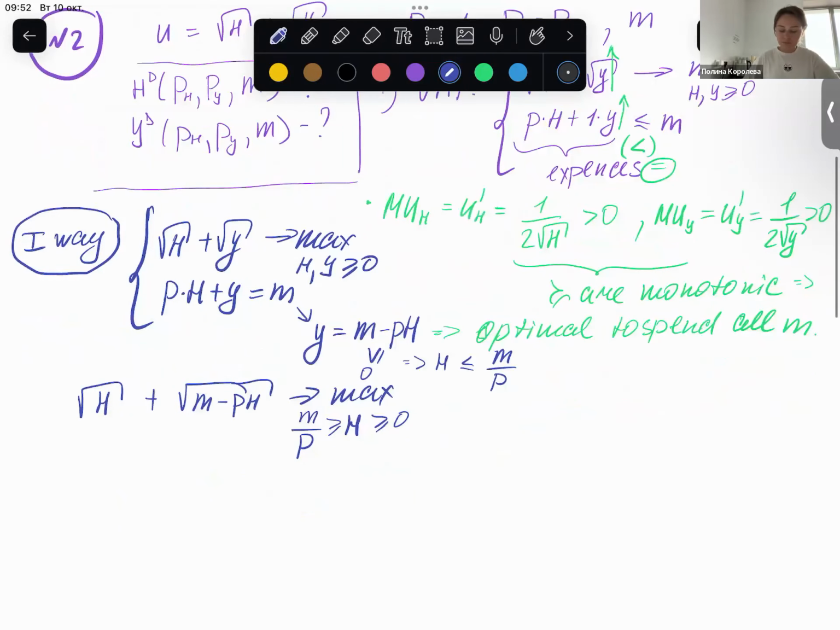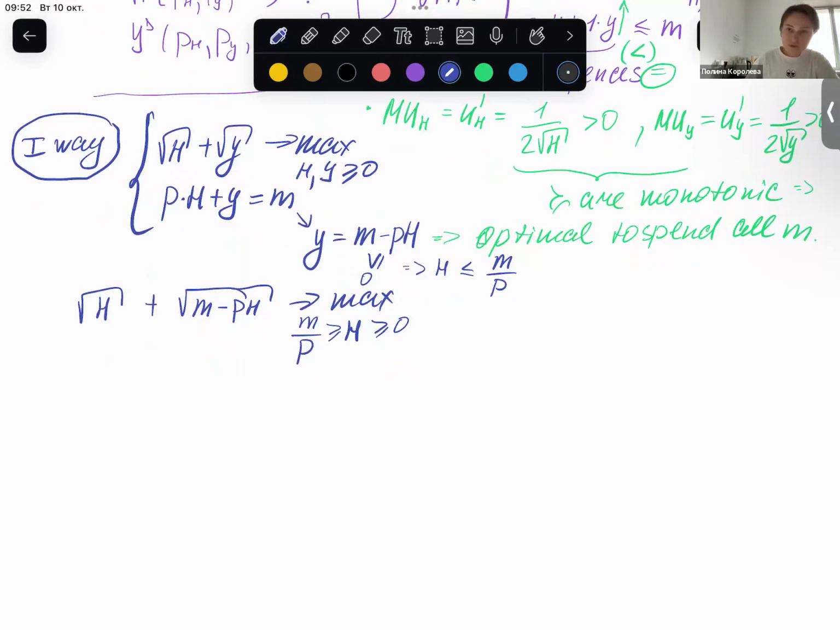So now we're ready to solve. We will speak about the interior solution, when we consume a positive amount of heating, but less than our monetary income over price. And also we have two corner solutions. I will show all these solutions. So the first solution is interior. So here heating, here our utility, here 0, and here the upper border, m over price.